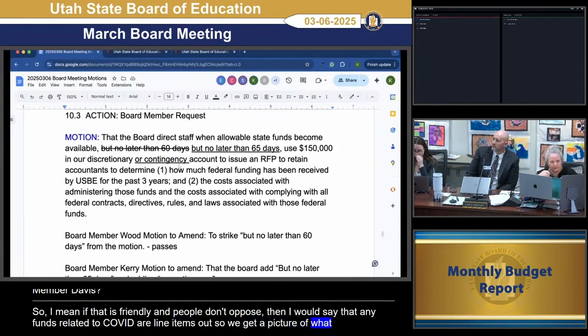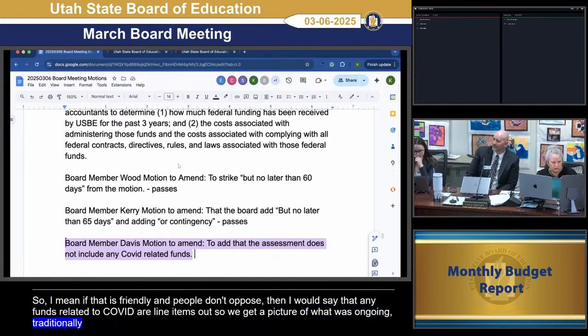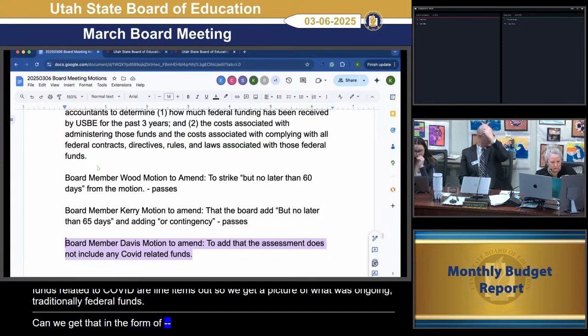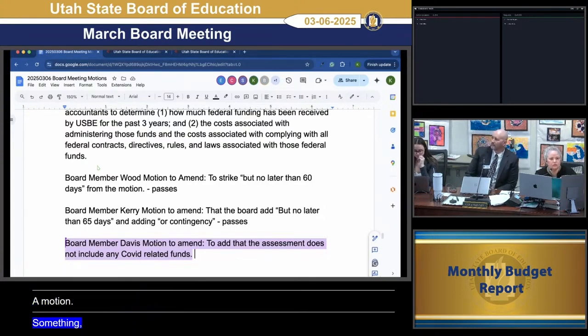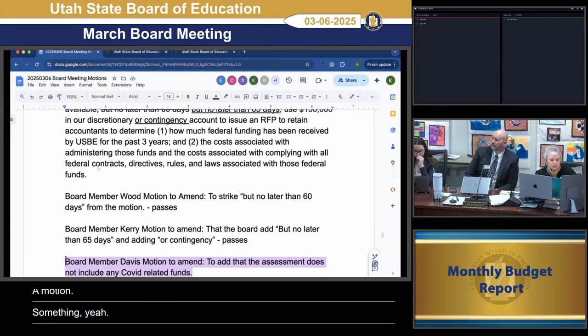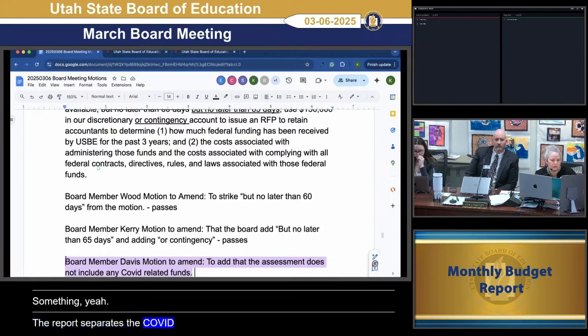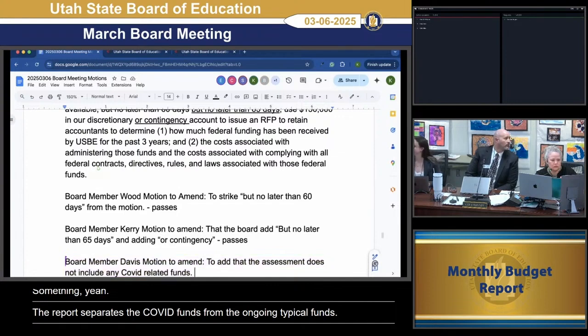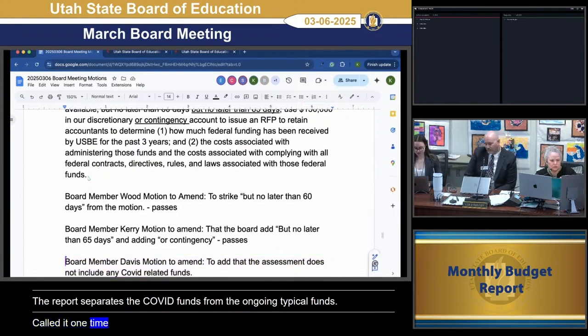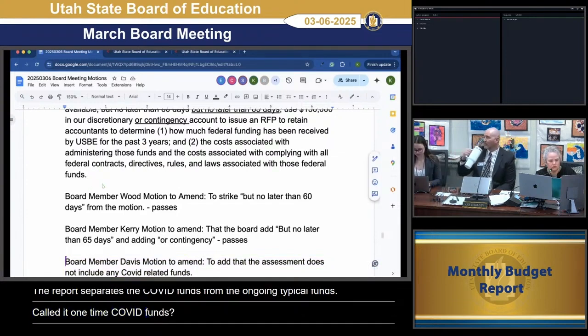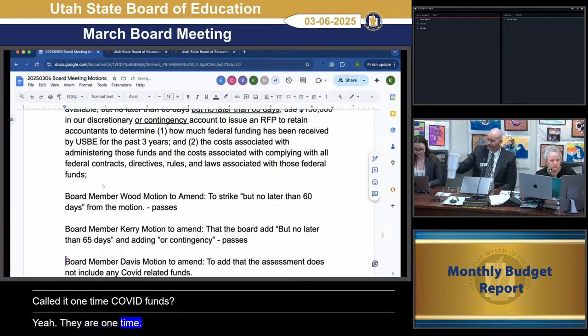Can we get that in the form of a motion? Something that says the report separates the COVID funds from the ongoing typical funds. We call it one-time COVID funds. They are one time. It's a waste of money to study them. We already have all the studies on COVID. Which of our staff is keeping up with this? Information on COVID.